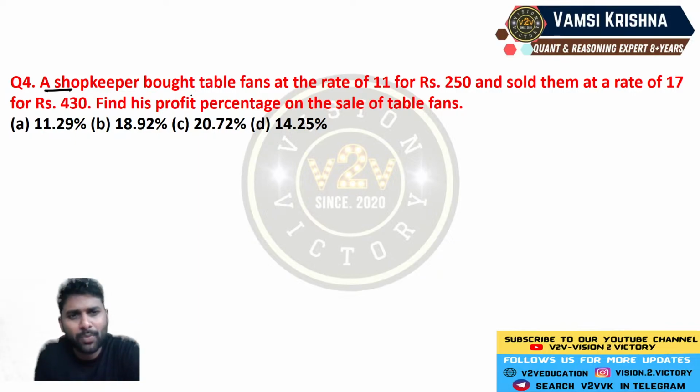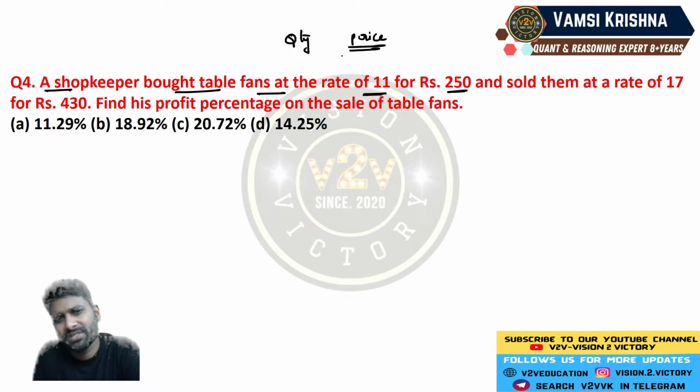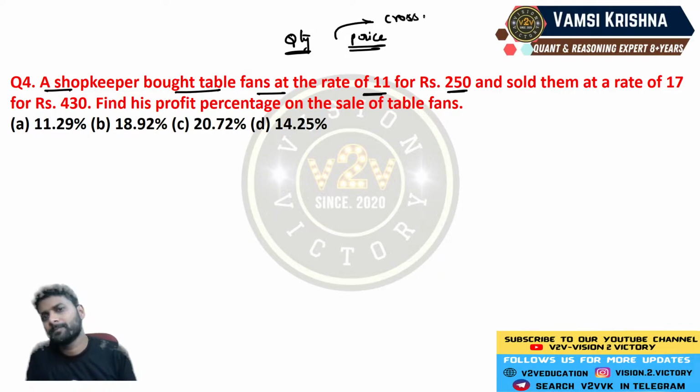See, a shopkeeper bought a table of fans at the rate of 11 for 250. See, quantity and price. Remember that if there are any questions in the concept of profit and loss related to quantity and prices, just go through the cross multiplication. You can save your time, guys, if you understand that. No need to take any decimal calculation.